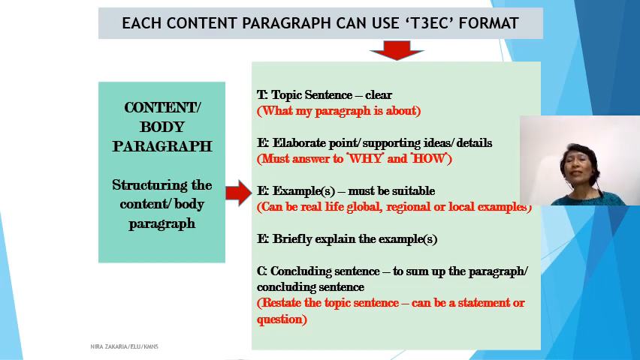This concluding sentence can be the repeat, the restatement of the topic sentence. And the meaning markers or cohesive devices that you can use for your concluding sentence are, for instance, to sum up, in brief, to conclude, and so on and so forth.